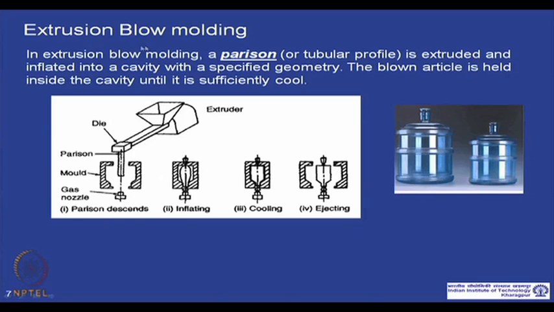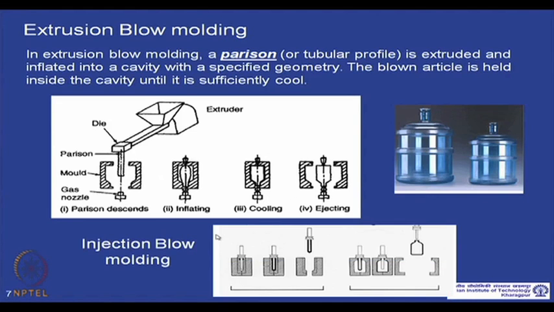Similarly, in addition to extrusion blow molding, injection blow molding can also be used, where this preform, this tubular profile, is injected in the mold, and the rest of the steps are similar: the mold is inflated with inert gas, then cooled and the part is taken out. So injection blow molding and extrusion blow molding are similar, except for the way the preform is inserted in the mold. This scheme is shown here.